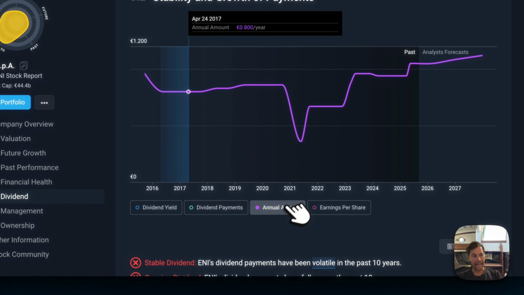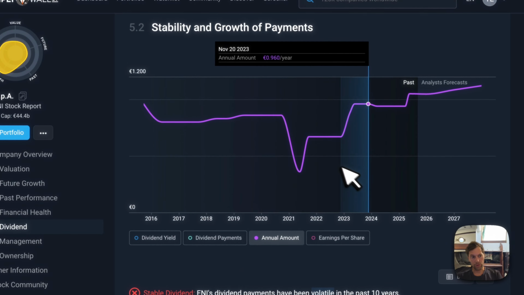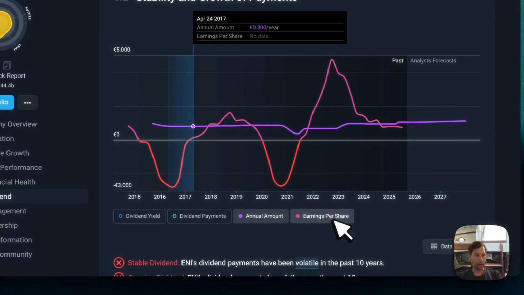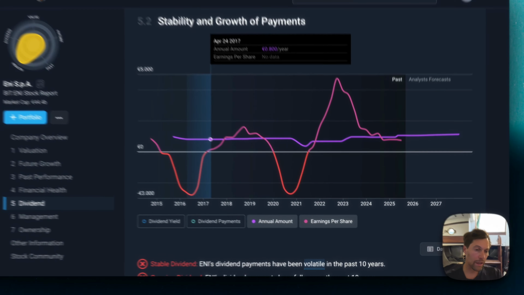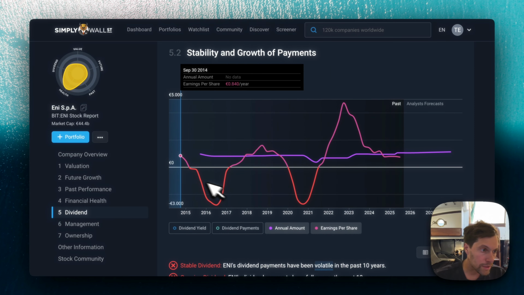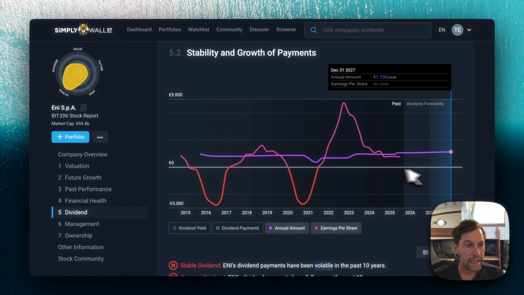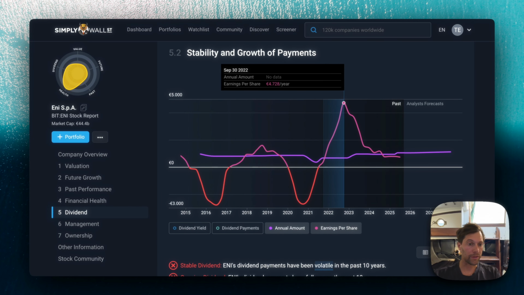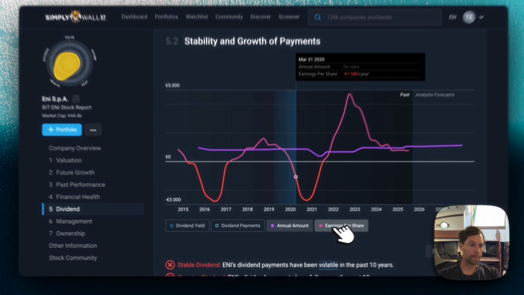It's easier to look at the annualized amount, I think. Again, that's also pretty volatile, although increasing since 2021. And like I said, comparing that with the earnings per share. And by the way, this white line here, that's the zero crossing line. So you can see the earnings per share, but it's basically going from positive to negative to positive. And that obviously is probably one of the reasons why they've paused those payments.